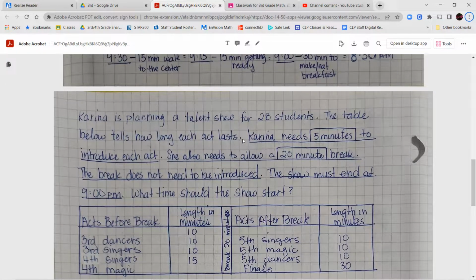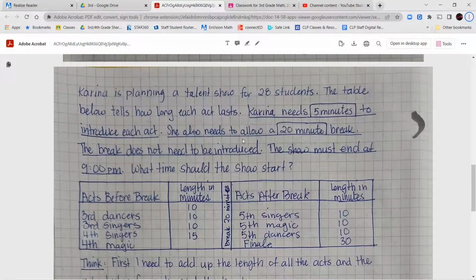Our next example is a little bit more involved. It says Karina is planning a talent show for 28 students. The table below shows how long each act lasts. Now, Karina needs 5 minutes to introduce each act. She also needs to allow a 20-minute break. The break does not need to be introduced. The show must end at 9 p.m. What time should this show start?